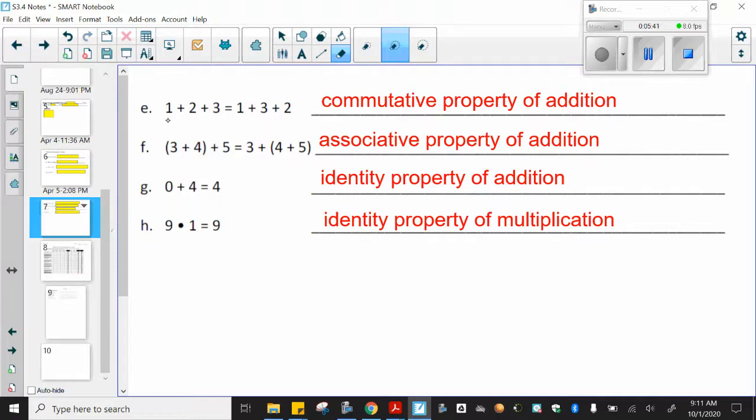All right. So you're really looking for those points. Again, make sure you come to the live session for this because we want to drill that in your head more. But you're looking for parentheses for associative, change in order for commutative, plus 0 on one side for identity property of addition, and times 1 on one side for identity property of multiplication.